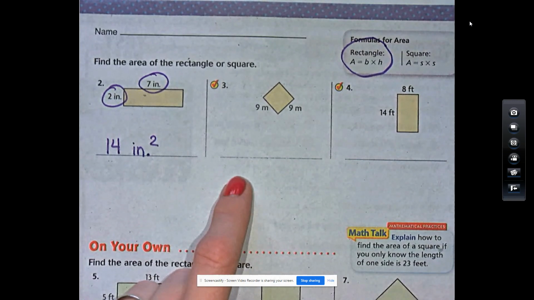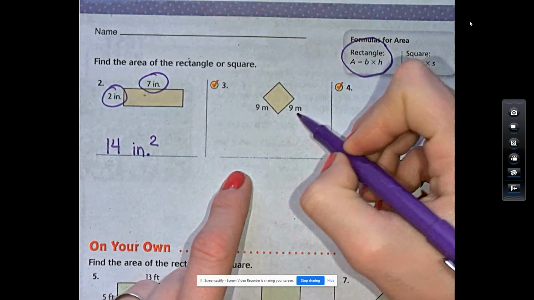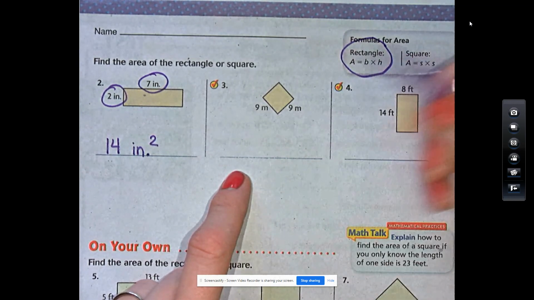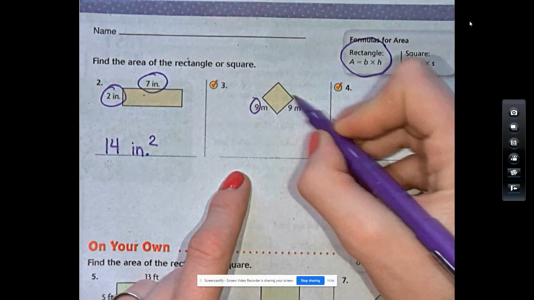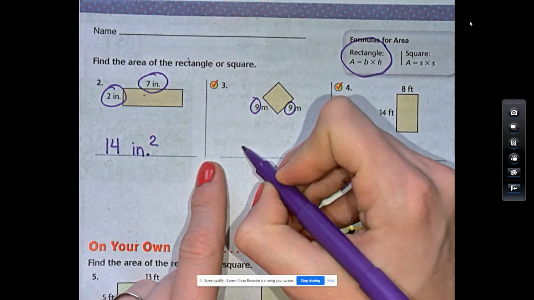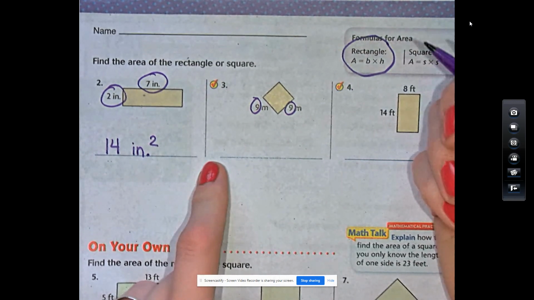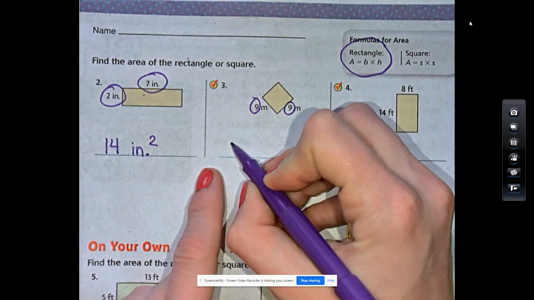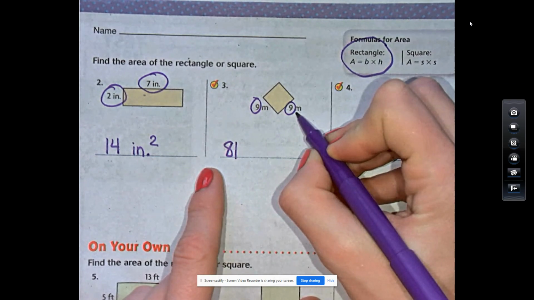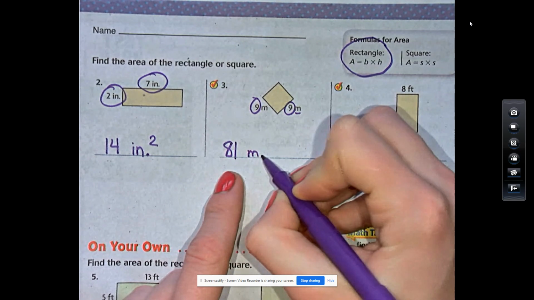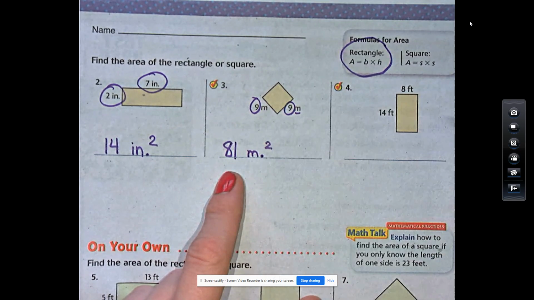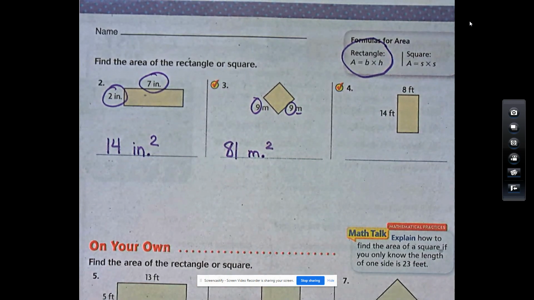This one's a square. My base and my height are the same, but that's okay. What's 9 times 9? Ooh, tricky one. What's 9 times 9, thinkers? 9 times 9 is 81. My unit is meters squared. Now tell me these aren't easy. If you know your multiplication facts, these are super easy.